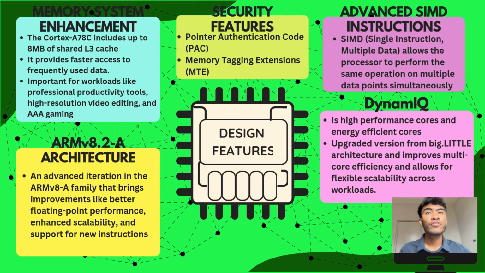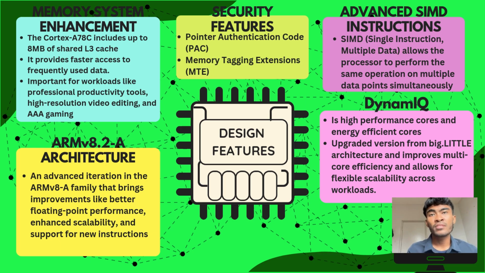There are 5 design features. The first one is memory system enhancement. The CORTEX-A78C includes up to 8 MB of shared L3 cache, which provides faster access to frequently used data. This is especially important for workloads of professional productivity tools, high-resolution video editing, and AAA gaming. The second one is the ARM v8.2A architecture. This is an advanced iteration in the ARM v8A family that brings improvements like better floating point performance, enhanced scalability, and support for new instructions.